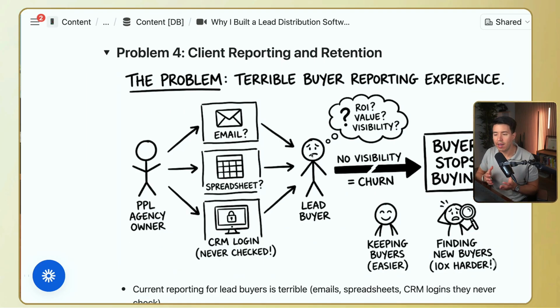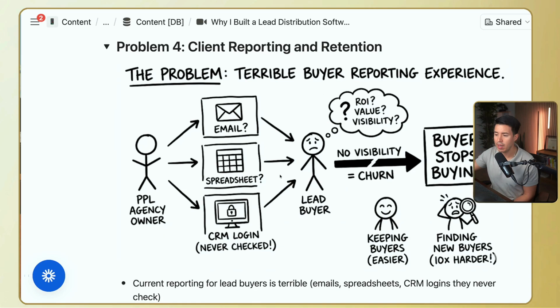Well, they said that they really just send the leads as long as they're not complaining. I came in with like, okay, how can we improve our touch points with these clients, keep them happy and retain them longer? As a PPL agency owner, you either send them your client email, give them a spreadsheet where they can see their leads, or some type of CRM client portal that they will probably never log into, right? So how do they know their ROI, the value, the visibility? Buyer stops buying. And the key point is that keeping buyers is easier than having to go find new buyers. Finding new buyers is 10 times harder.